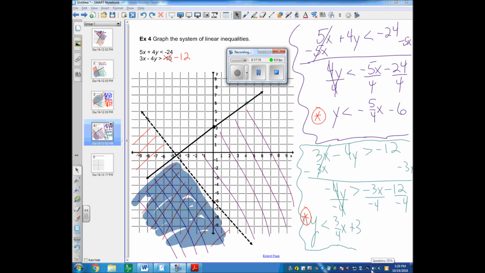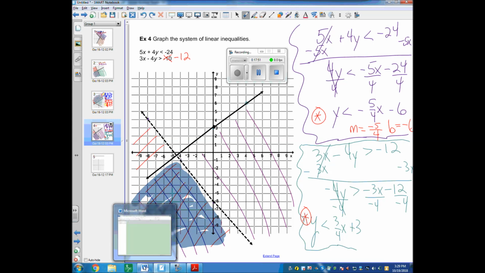The first inequality, and I know I probably should be writing these out, so let me do that. Our b is -6, our m is -5/4. We start at -6, and we tried to go down 5, right 4, but there wasn't enough graph to do it. I'm sorry about that. But we can correct that. We don't have to go down 5, right 4. We could go up 5, left 4, up 5, left 4.